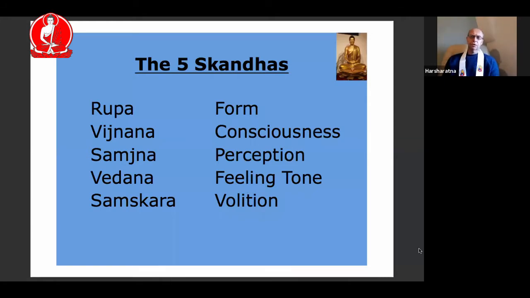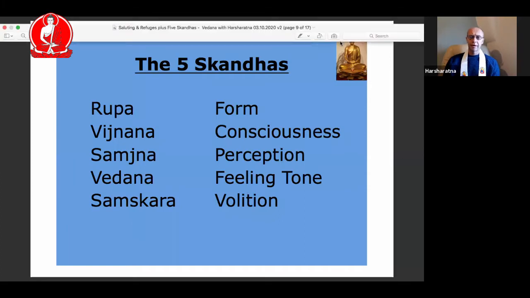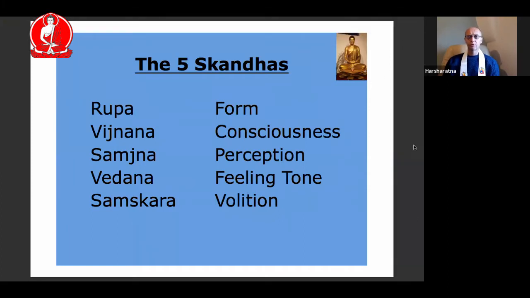So we saw that the five skandhas are Rupa, Vijnana, Samjnana, Vedana and Samskara, which is form, consciousness, perception, feeling tone and volition. And we saw skandhas can be translated as heaps or aggregates, and they make up conditioned existence. And if we see the nature of the skandhas, as it says in the Heart Sutra, we can sunder the bonds that cause us suffering.